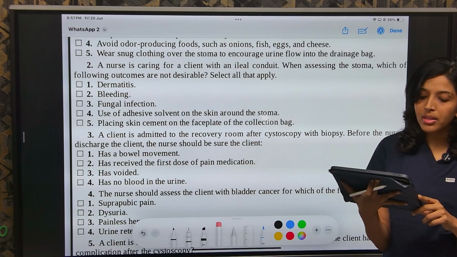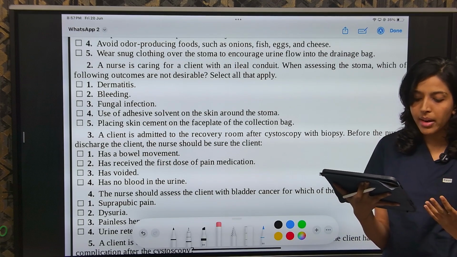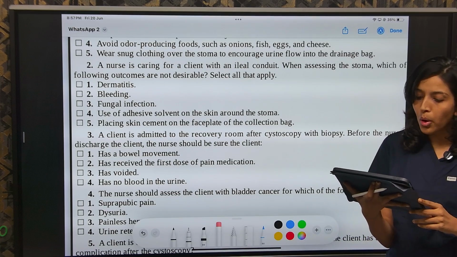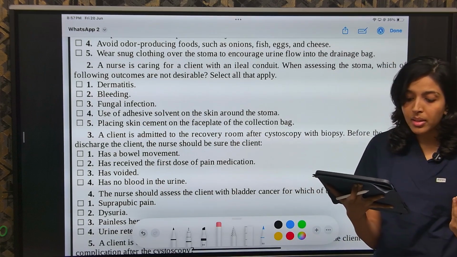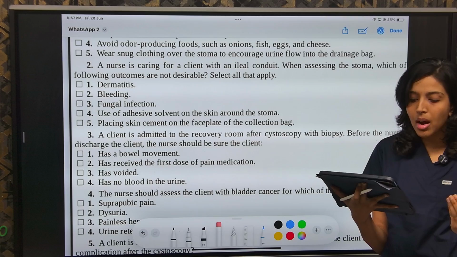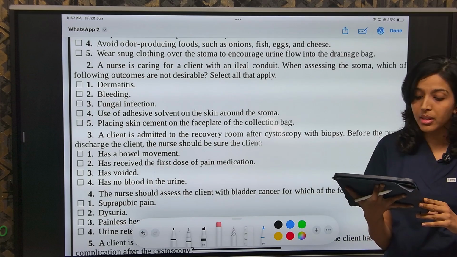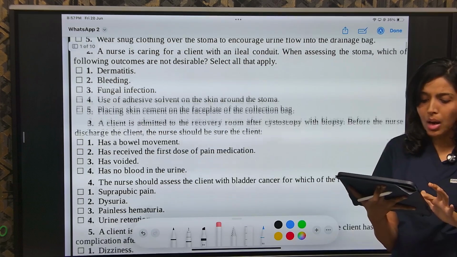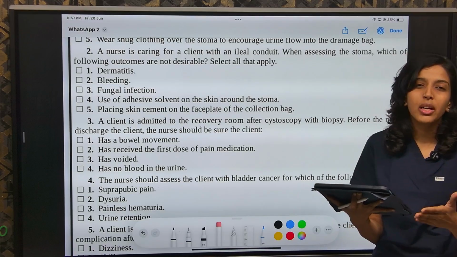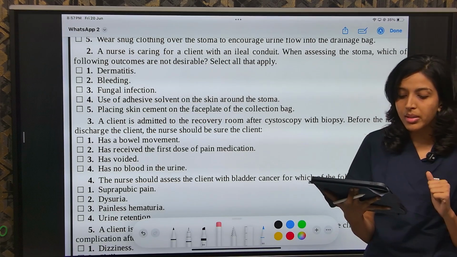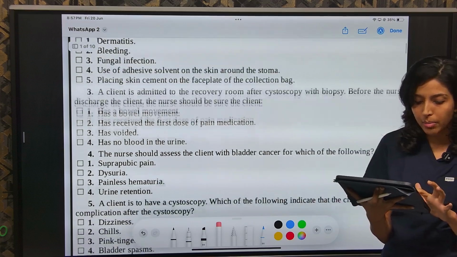Okay, so the right answers will be dermatitis, bleeding and fungal infection. So with an ileal conduit, if we see dermatitis in the skin, bleeding at that area and some fungal infection, it is not fine. Because it indicates some leakage of urine, an alkaline substance that causes this problem and bleeding at that place.